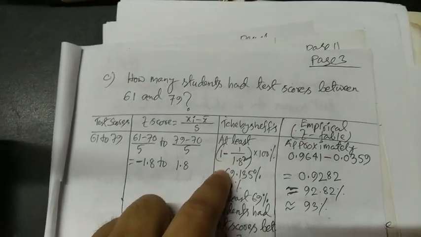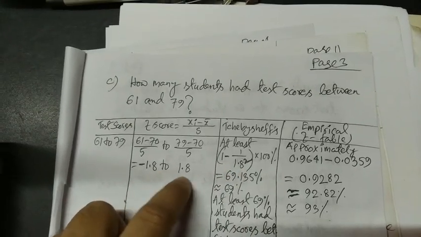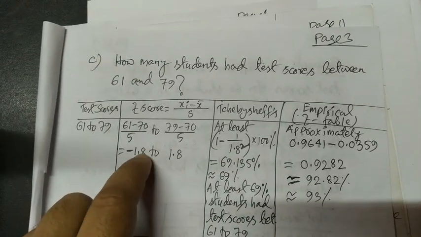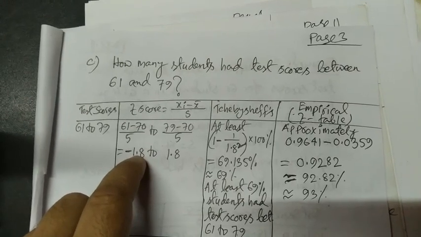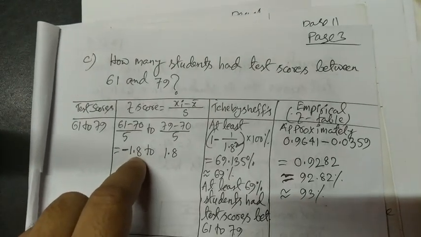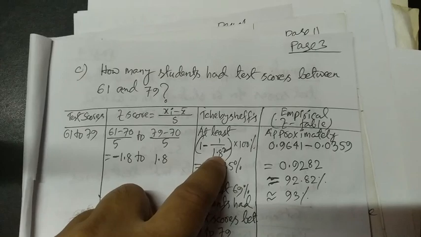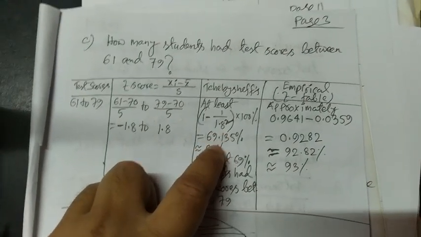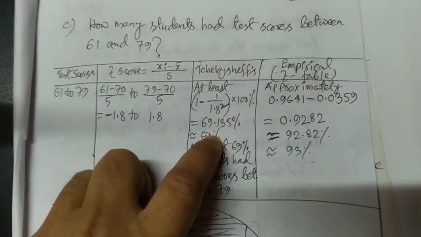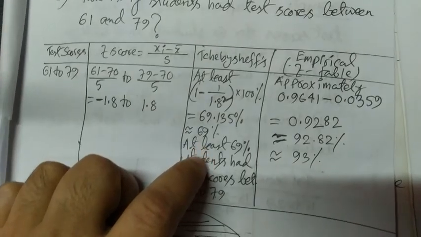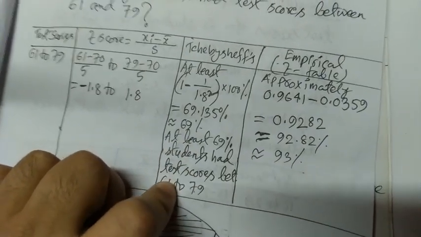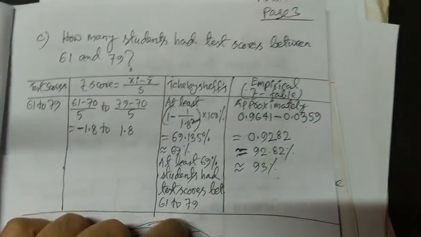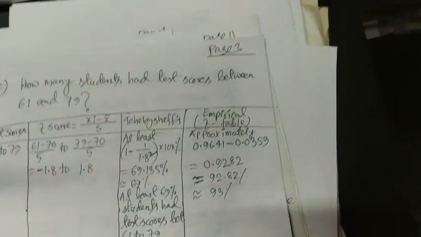So at least 1 minus 1 over k squared, because the Z values are the same except the plus minus sign, this 1.8 is the k value or the z value. That means here k is 1.8. If you calculate it, we get 69.135%. That is, at least 69% students had test scores between 61 to 79. Now we will get the empirical value from the z table.